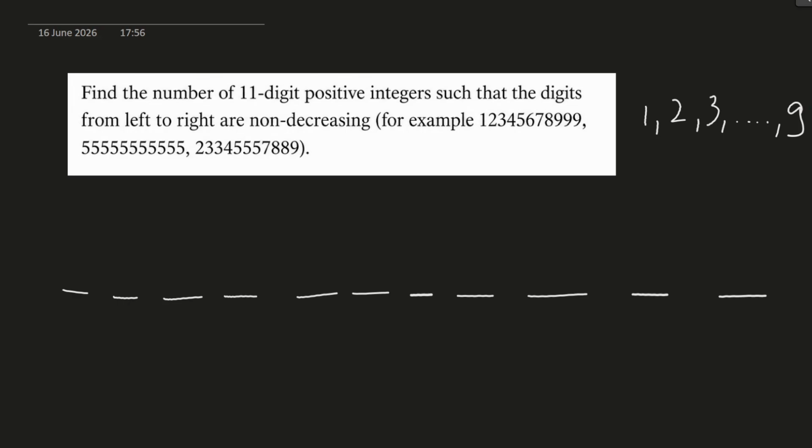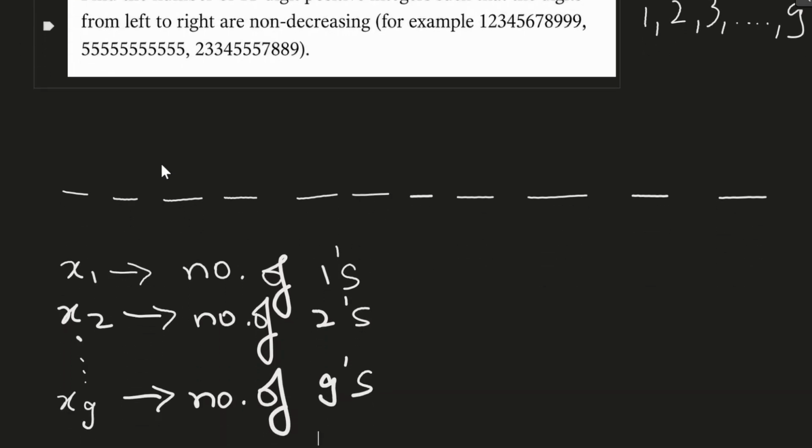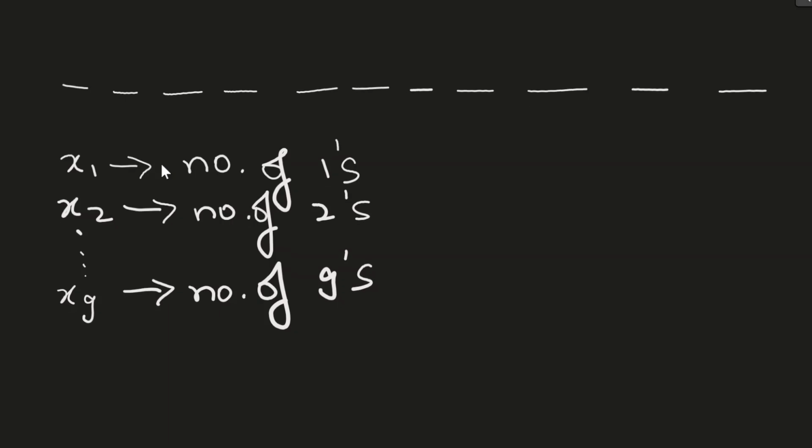Now let's assume x1 to be the number of ones used, x2 be the number of twos used, and similarly all the way up to x9 be the number of nines used. This is the number of one digits used in the number, right? This is the case that we have taken. Now think about it. Do you agree that if we add x1 plus x2 and all the way up to x9, it has to be 11 because it's an 11-digit number?